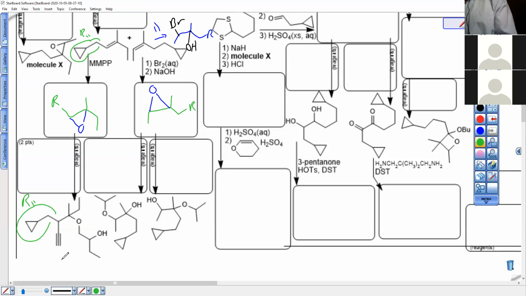So step 1, open it up with acetylide, HC-triple-C minus. I don't need to see a counter ion as long as I see the anion. And that will generate an O minus over here. And there's an O minus on the carbon with an ethyl. So that's this one here, carbon with the ethyl. And then I need the O minus to make a new bond here. That's a new bond right there. I'll highlight it.